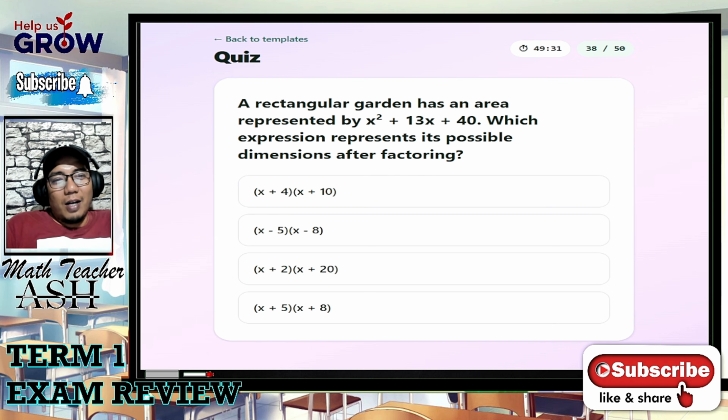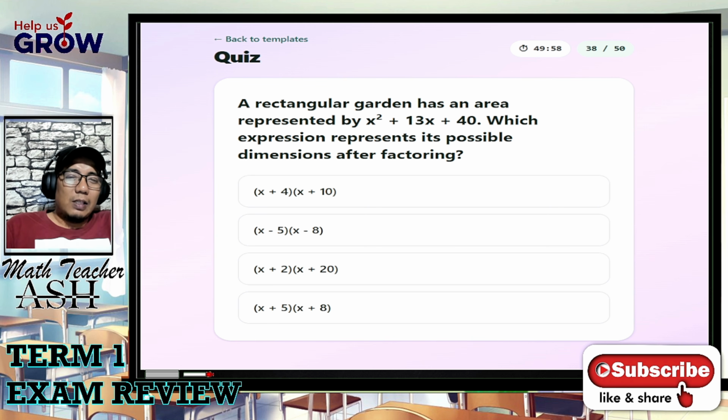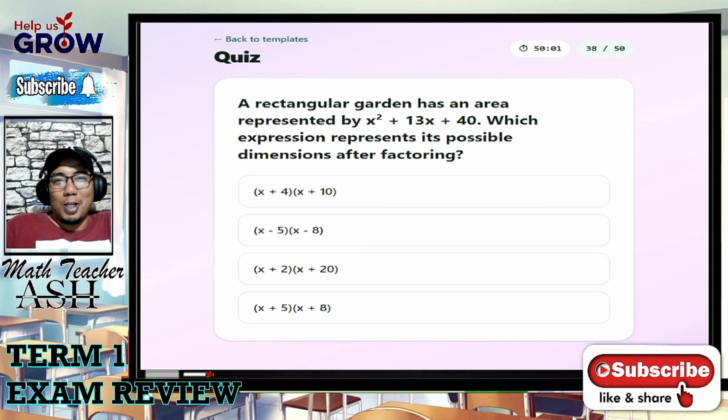A rectangular garden has an area represented by x squared plus 13x plus 40. Which expression represents its possible dimensions after factoring? Is it the quantity x plus 4 and the quantity x plus 10? Is it the quantity x minus 5 times the quantity x minus 8? Is it the quantity x plus 2 times the quantity x plus 20? Or is it the quantity x plus 5 times the quantity x plus 8? Alright, which among these four options? What do you think, my dear math learners?